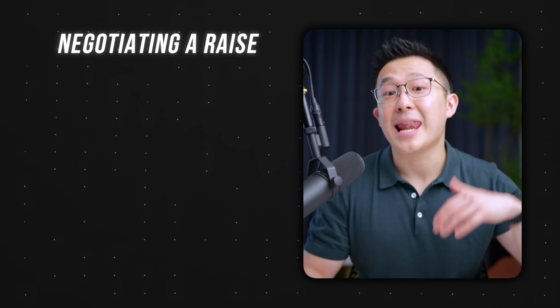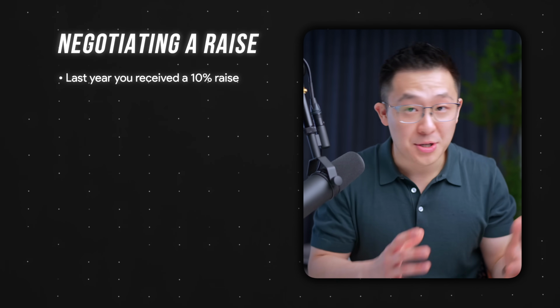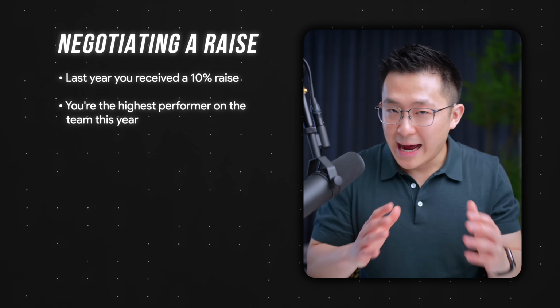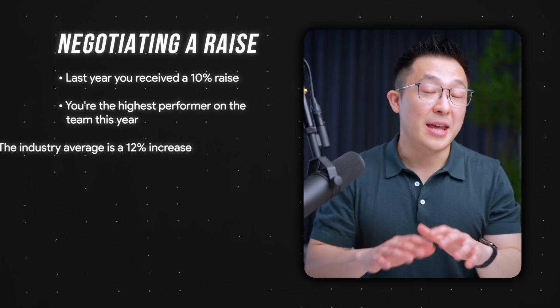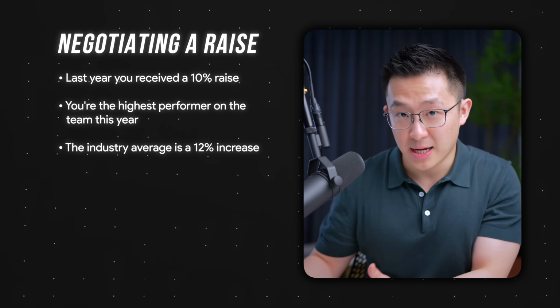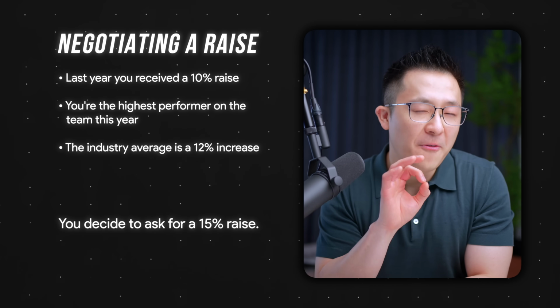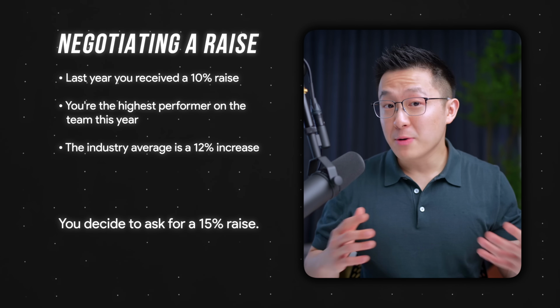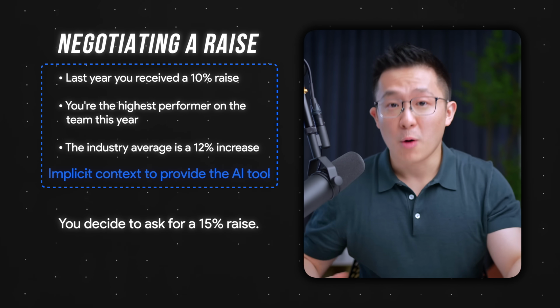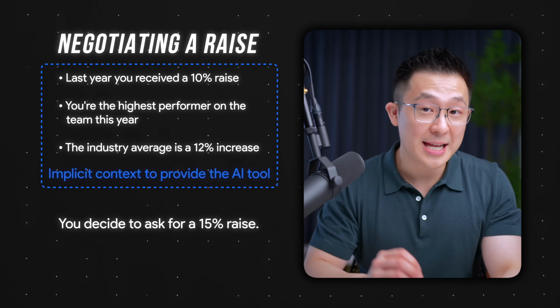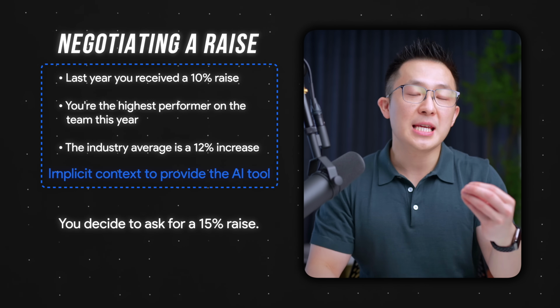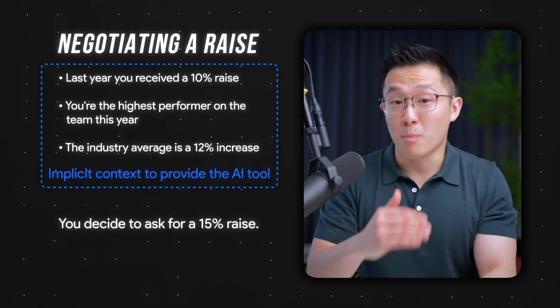Another example might be you're preparing to negotiate a raise with your boss. You know in your head that last year you received a 10% increase. This year, you're the highest performer on the team, and the industry average is a 12% increase. So you decide to ask for 15% raise. If you leave out all that implied context when brainstorming negotiation techniques with an AI tool, you will receive a lower quality, aka more generic, output.